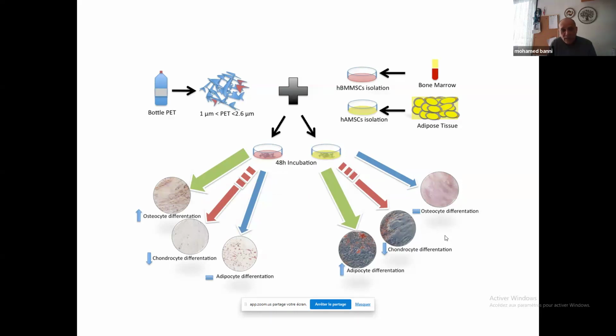They are stem cells, and to expose these two stem cell types to microplastic, we generated it from a bottle of water, I mean polyethylene terephthalate. We froze the bottle of water in liquid nitrogen, ground it, and then filtered it on a filter of 2.6 to obtain microplastic less than 2.6, then less than 1 micrometer. So we have two ranges of sizes, the one between 2.6 and 1 micrometer, and the one under 1 micrometer. And then we exposed these two kinds of human stem cells.